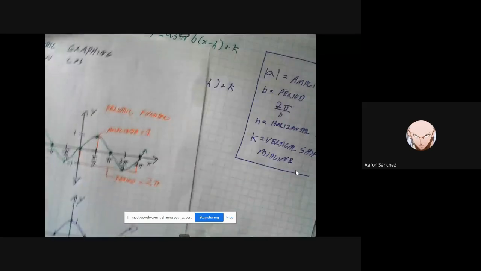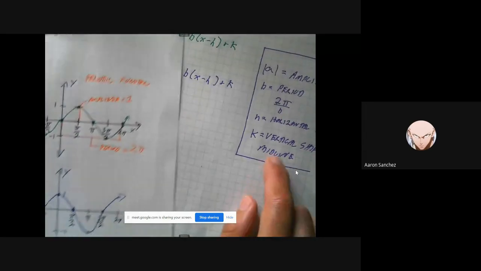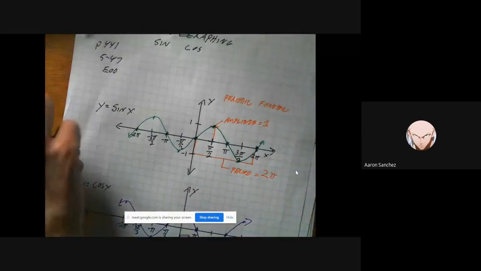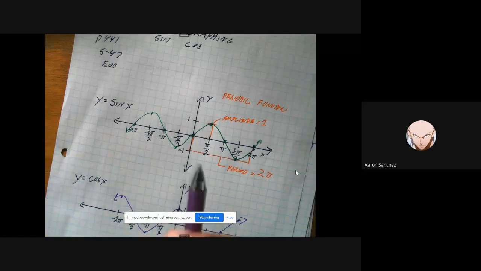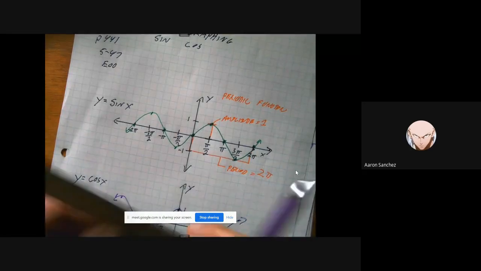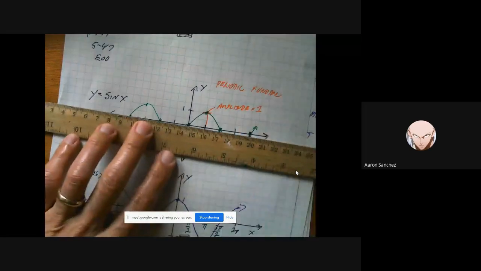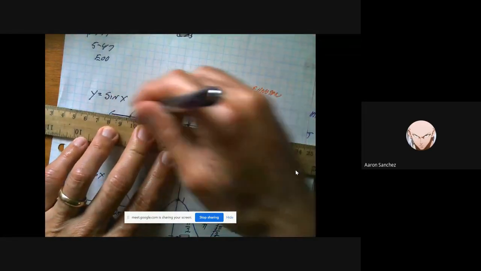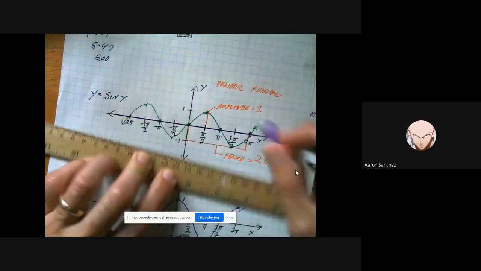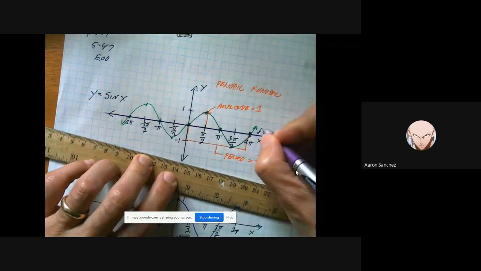Yeah. All right. So remember, my vertical shift is my k, it's my midline. So right here, my midline for this whole function will be right here in the middle. My midline is right here at x equals 0. That's my midline, and that's what you shift.